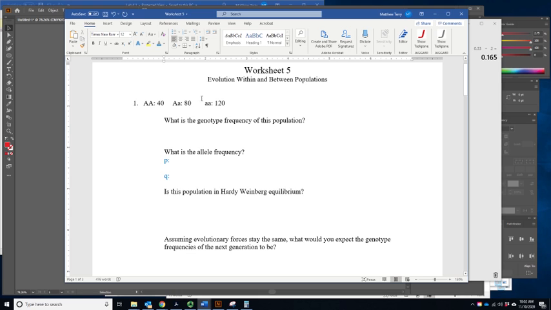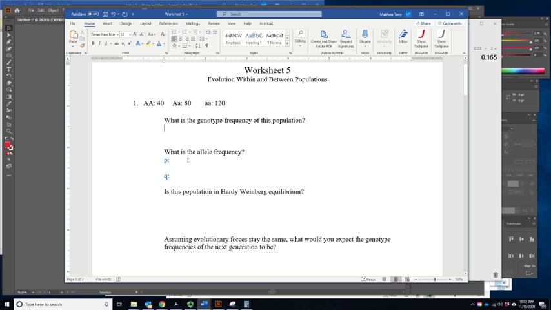Okay. So for this first problem, which should be somewhat familiar to you, we've done problems like this before. You are given genotype counts, and you are asked to calculate some values for the population. The first is the genotype frequencies. Now, genotype frequencies are really just a stepping stone to getting to the allele frequencies, the P and the Q value, which is what we're really after.